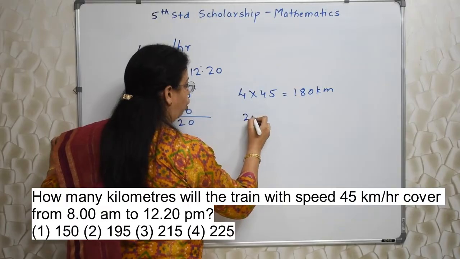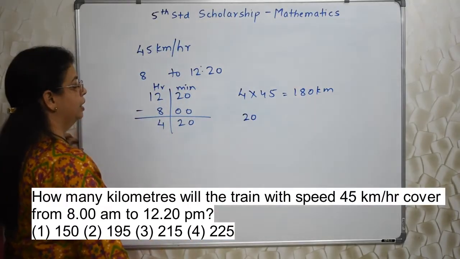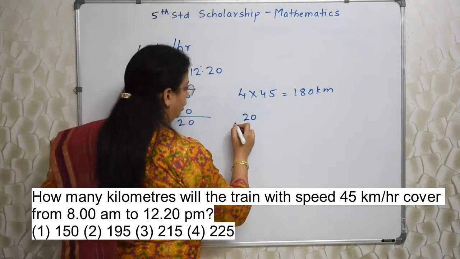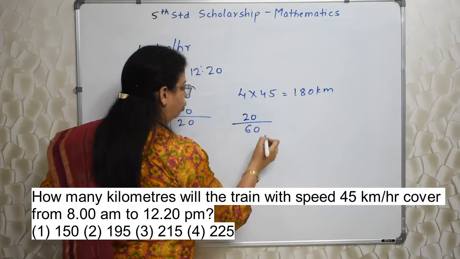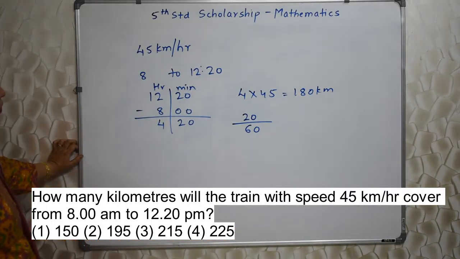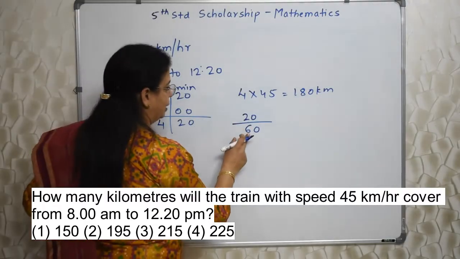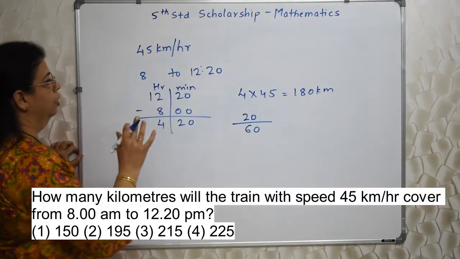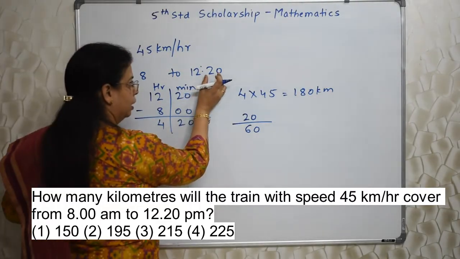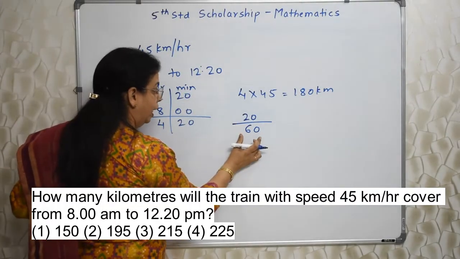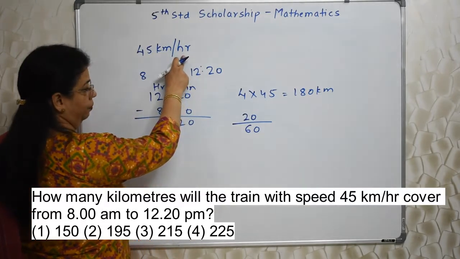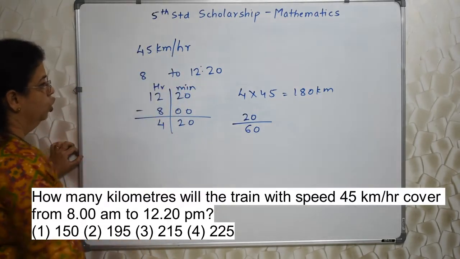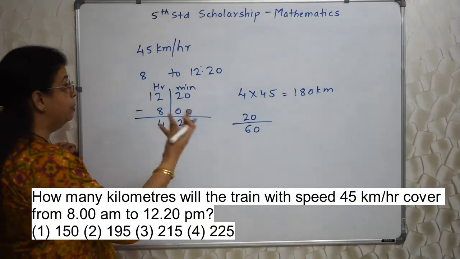20 minutes is what part of 1 hour, that is 60 minutes? How to find out that? This is 20 minutes out of 60 minutes. 20 minutes means how much part of an hour? If we divide that by 60 minutes, whatever fraction we get, we are actually converting these minutes into hours. Why are we doing that? Because speed is given in hours. So we need to find out 20 minutes means how many hours.